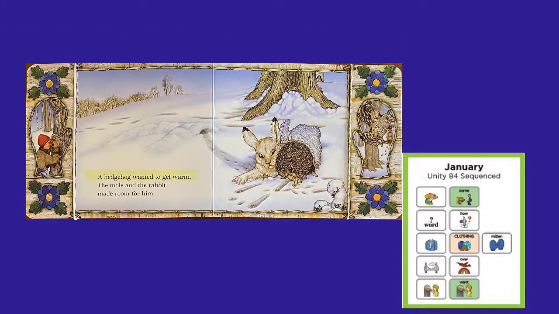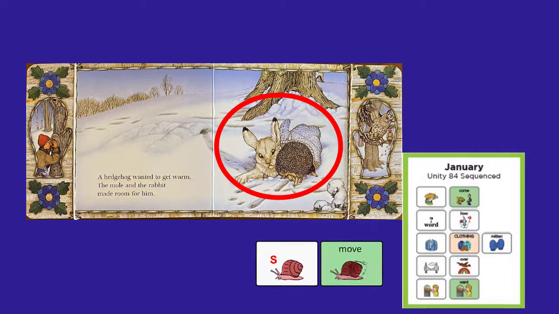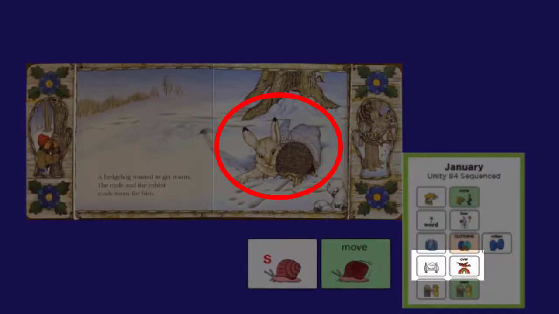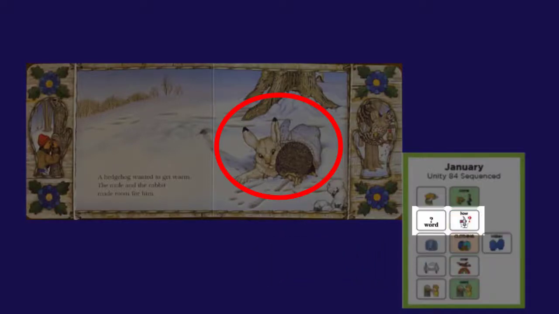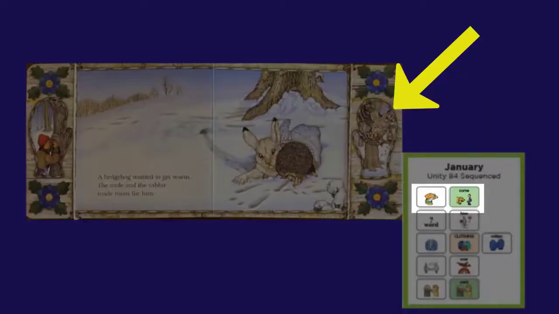A hedgehog wanted to get warm. The mole and the rabbit made room for him. They had to move over to let him in the mitten. I wonder how many animals will fit in there. Who do you think wants to come in the mitten now?